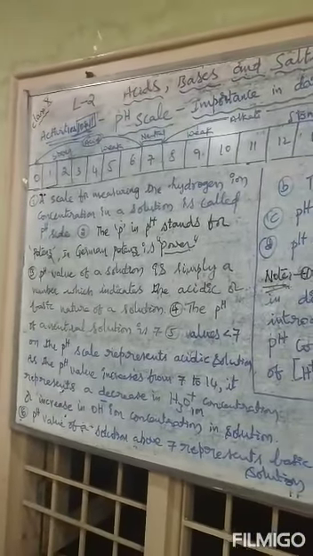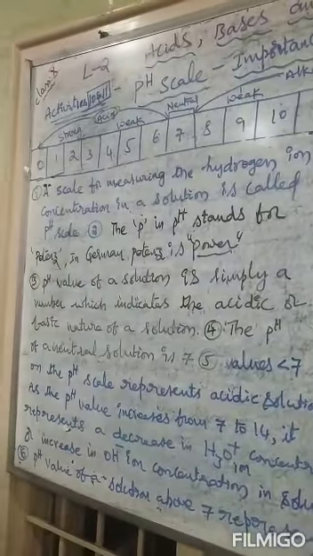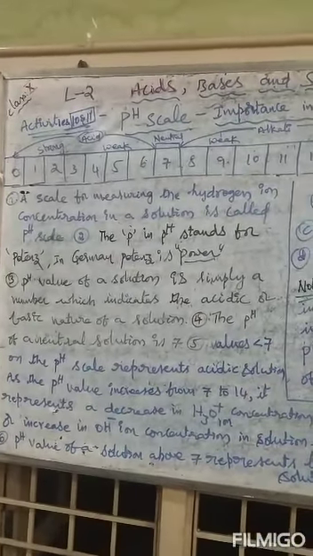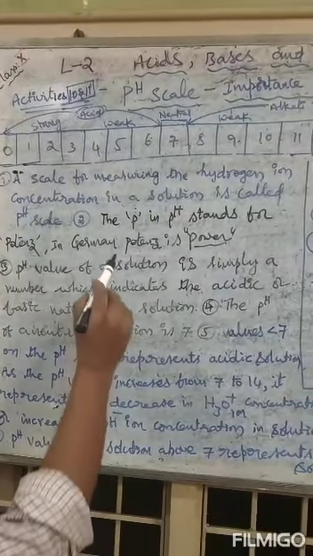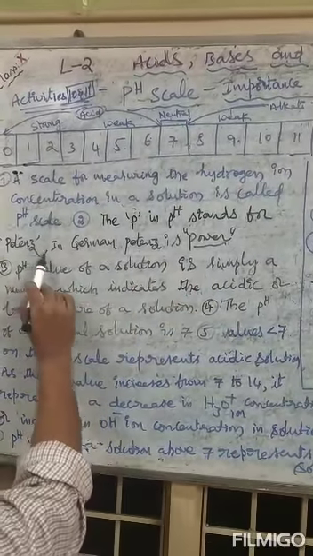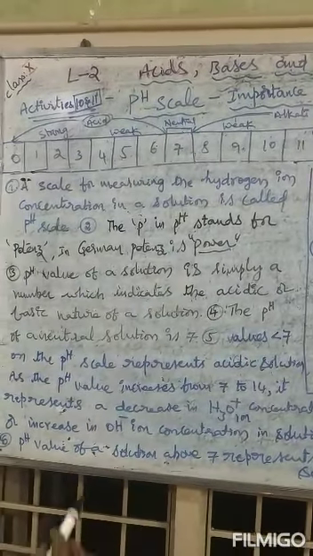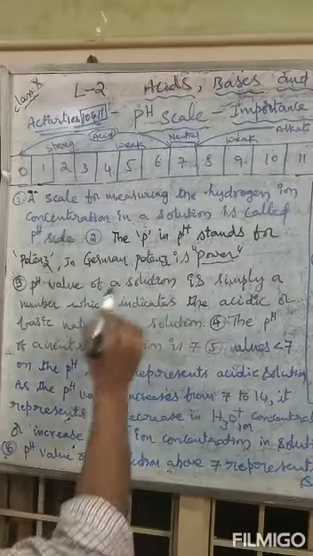Let us see the scale. A scale for measuring the hydrogen ion concentration in a solution is called the pH scale. The P in pH stands for potenz. In German, potenz means power.